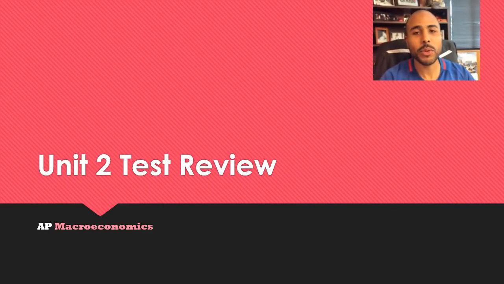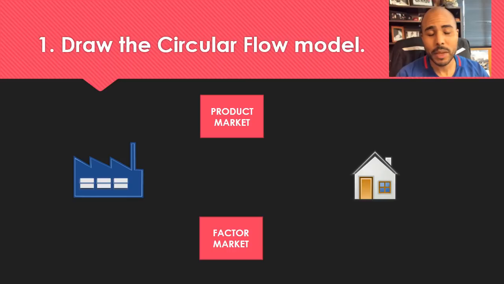It's Mr. White here with your Unit 2 test review, so go ahead and get out that gray review paper and follow along as we go over these answers. Alright, first thing you need to know is how to draw the circular flow model. Remember, we watched that video about how goods and services are exchanged for money and how resources are also exchanged for money in a free market economy.